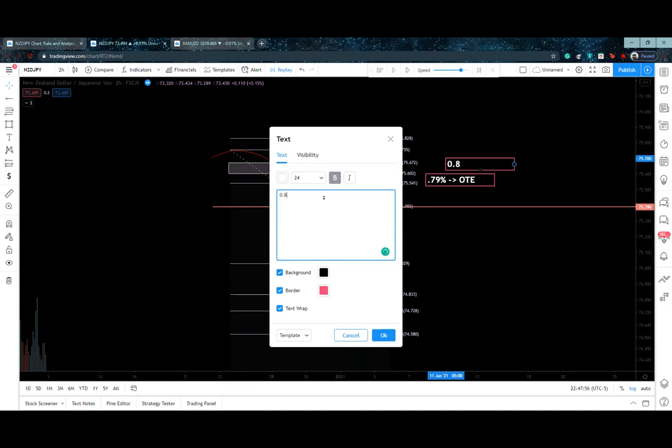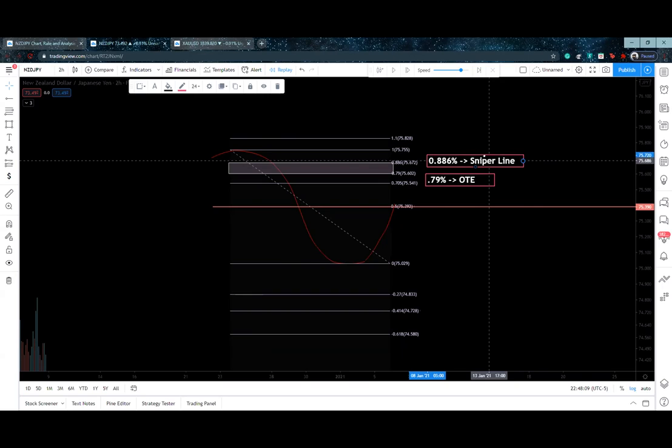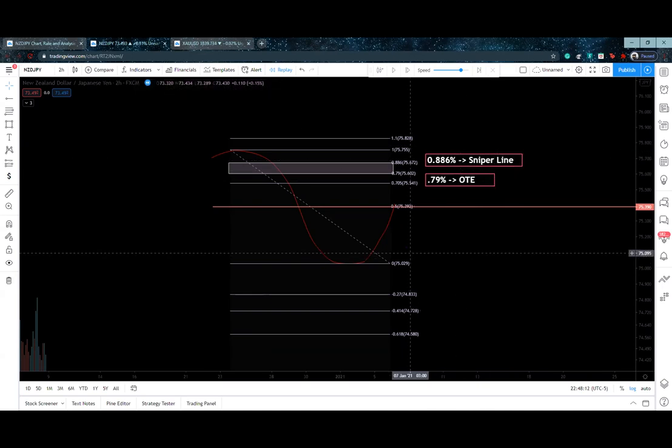as the 0.886. For me, I just call it a sniper line. You can call it whatever you'd like. I just call it that because it's catchy. The 88.6 sniper line. Now, a lot of people will throw out that buzzword sniper line, but when you backtest the accuracy of the 88.6 and the 79 optimal trade entry, you will be astounded to see how often price will react off of either one of the two if the move is valid.